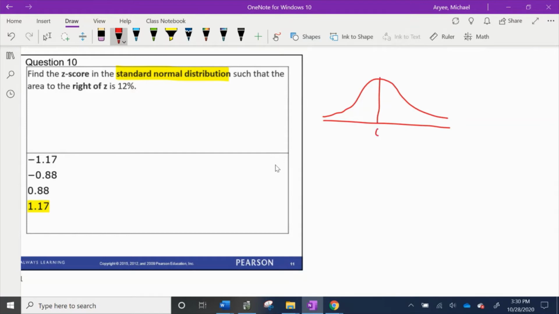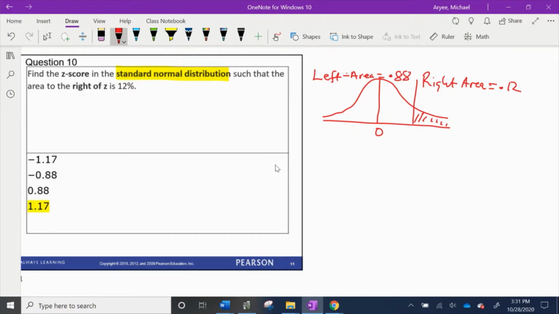So put 0 here. Now 12% to the right means that the right area is 12%. You always have to know the left area. So if the right area is 12%, what would be the left area? Someone tell me. 88. Excellent. So we could write 88.